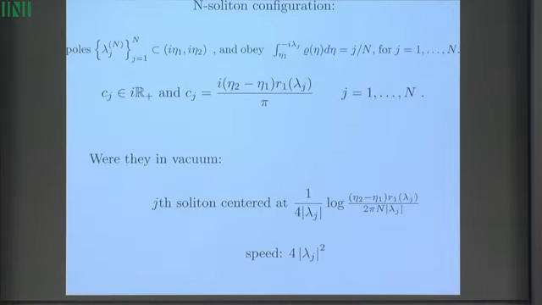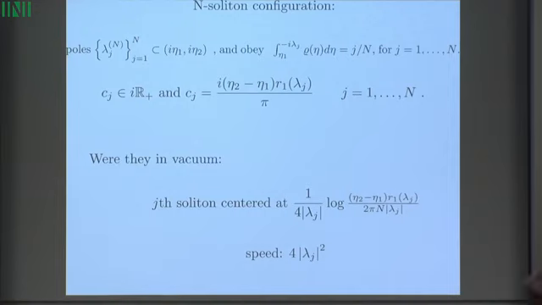And if each soliton were in a vacuum, so independent of the other solitons, then there's a way to figure out where is the center of the jth soliton. And it turns out that it would be centered at this location. At t equals 0, it would be centered at this location. That location looks normal, except that I've got a log n here. So basically, all of the solitons are centered at negative log n plus little shifts. And there are n of them.